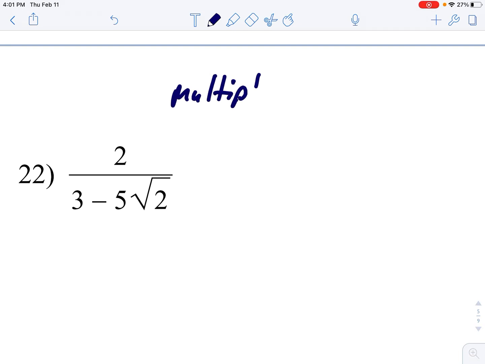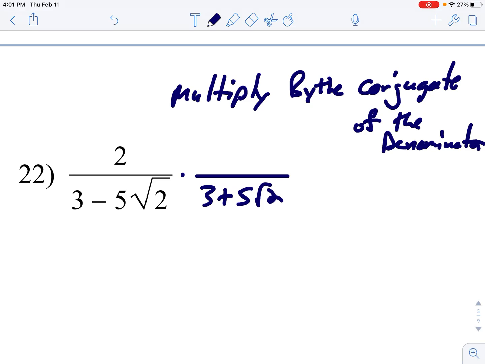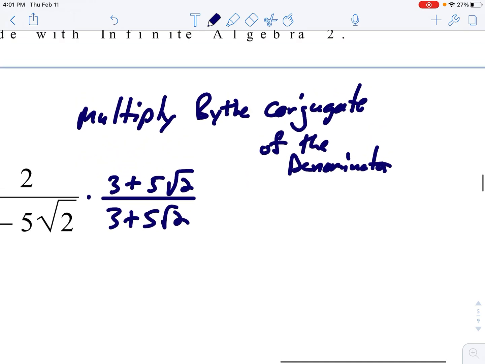Multiply by the conjugate of the denominator. The conjugate of this denominator is going to be 3 plus 5 square root of 2. Again, a conjugate looks exactly the same, except one has a plus, the other has a minus. Well, I just said that backwards. One has a minus, the other has a plus. Same thing. But then, what you do to the bottom, you have to do to the top. You have to treat the top and the bottom the same, no matter what.